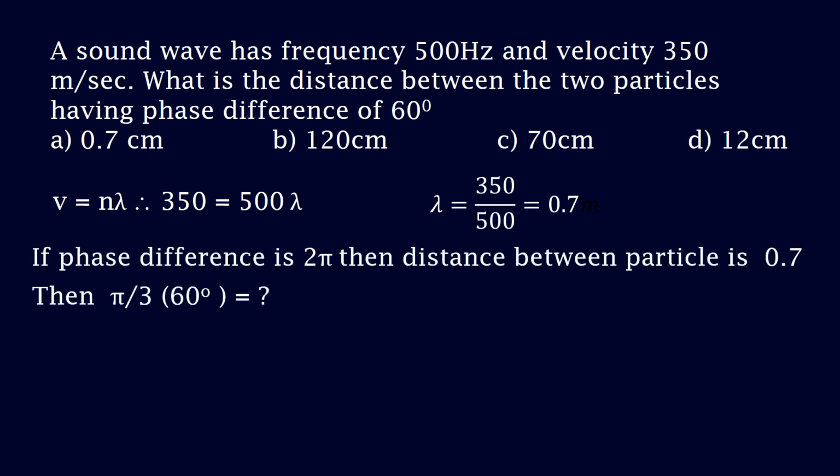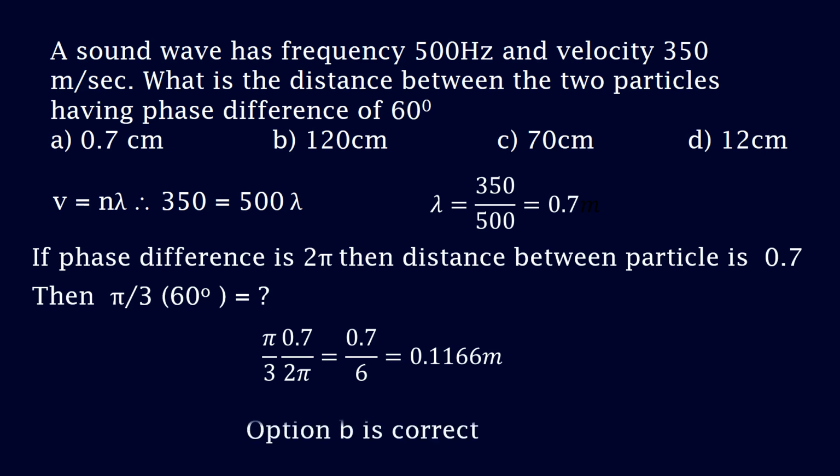Now, if the phase difference is 2 pi, the distance between the two particles, that is the path difference, is 0.7 meters. Then, for pi by 3 or 60 degrees, what will the path difference be? By using simple mathematics, we can find that the difference between the particles is 0.1166 meters or 116.6 centimeters, approximated to 120 centimeters.